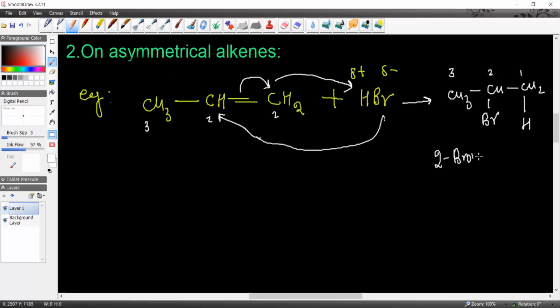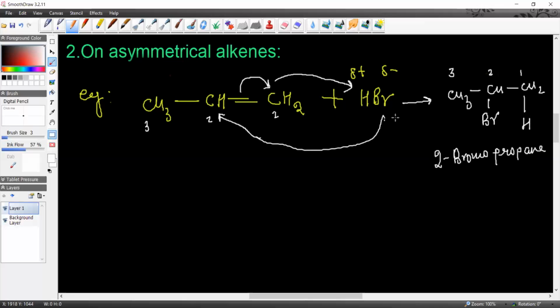2-bromo, and for 3 carbons, propane, and all the carbon atoms are attached with single bonds. So that's why we have to write the suffix "ane" here. So what is the IUPAC name of this compound? 2-bromopropane.